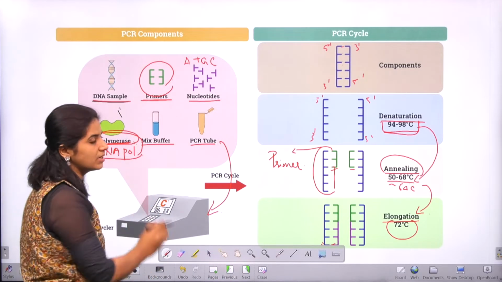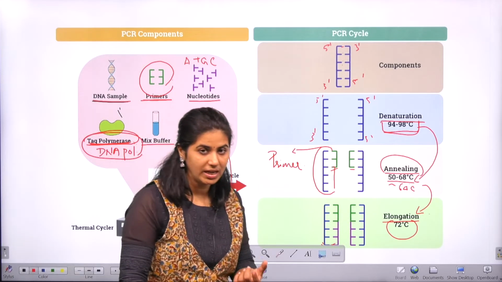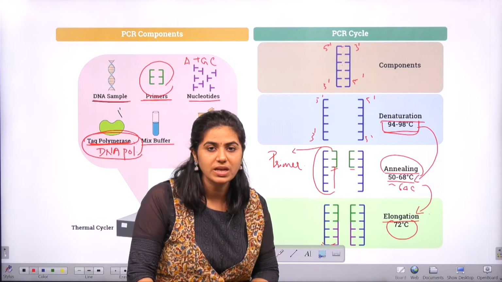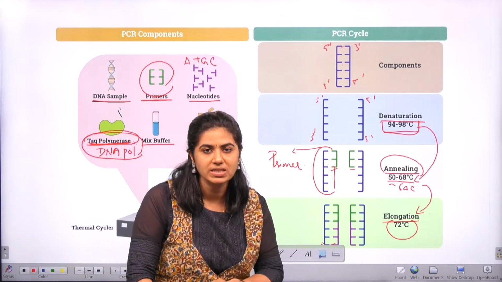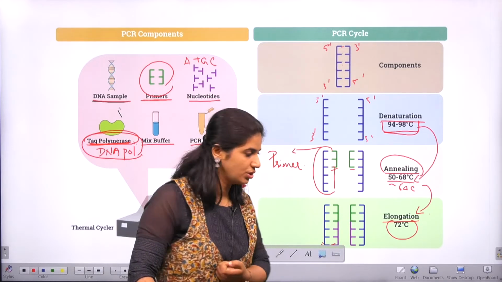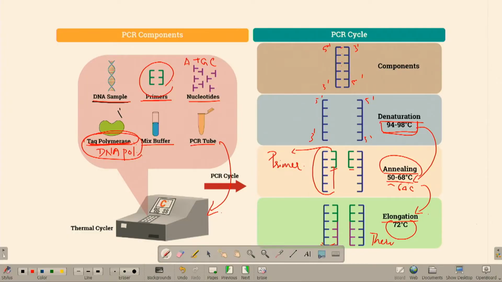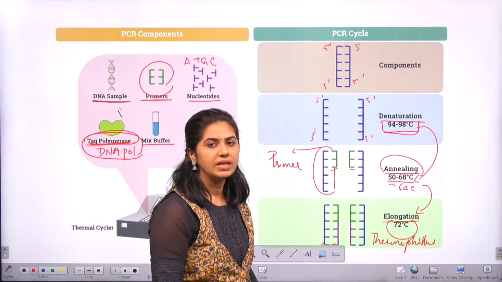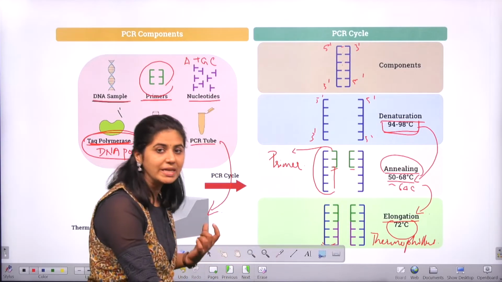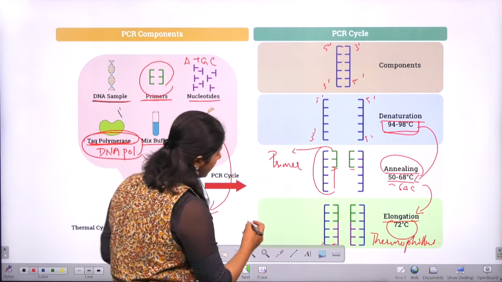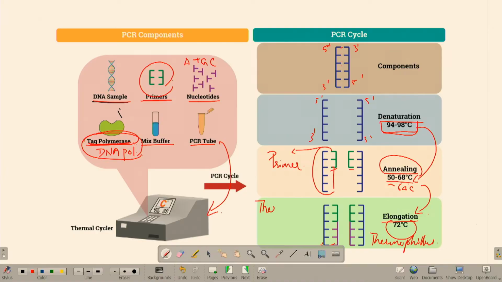Taq polymerase is nothing but the polymerase taken from bacteria that live at very high temperature, or we can say that they are thermophilic in nature. The bacterium from which we are extracting Taq polymerase is called Thermus aquaticus.